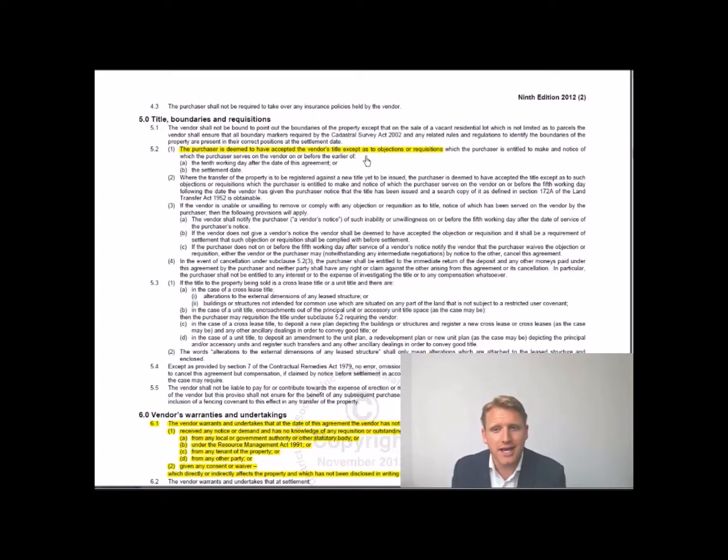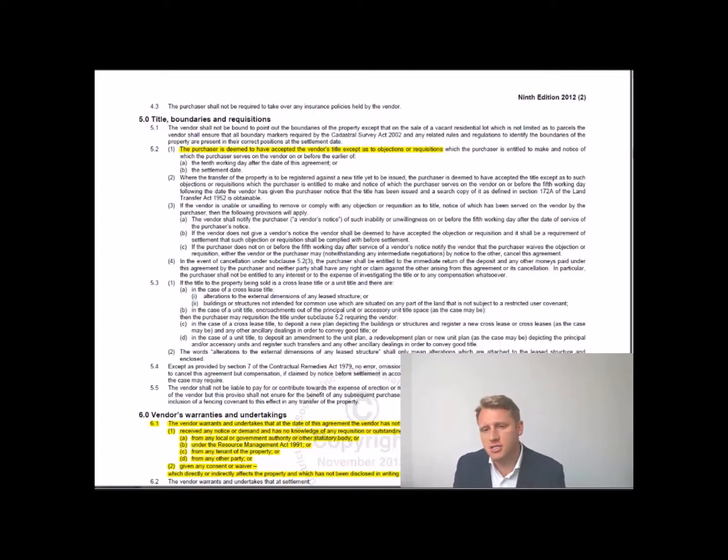That is correct, unless you do an objection or requisition, which means your lawyer has an ability to object to something on the title. That could be an easement or anything that they think is incorrect. And if it is incorrect, the owner has a certain amount of time to rectify it, for example.